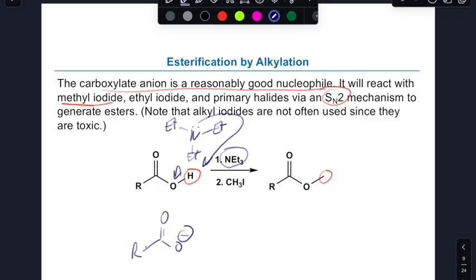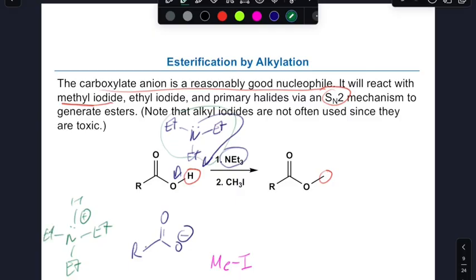Now, why that's important is in the second step, we're bringing in methyl iodide. That is our SN2 electrophile here. So we want a base, in this case like triethylamine, because it is only acting as a base. It is just a nitrogen with a lone pair. We're going to protonate it to make this triethylammonium conjugate acid.